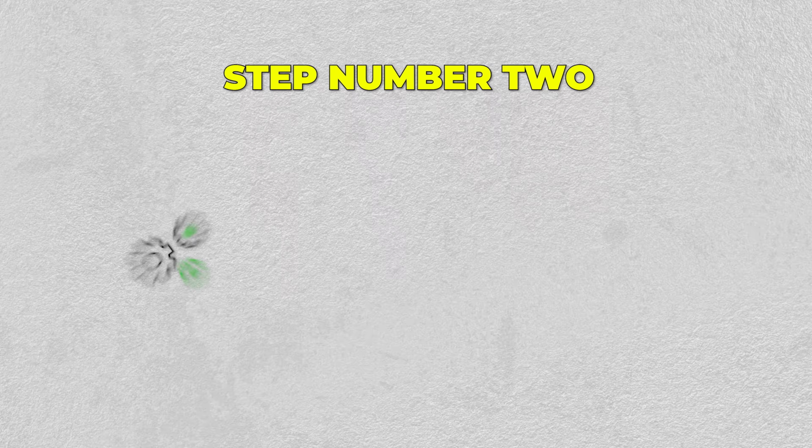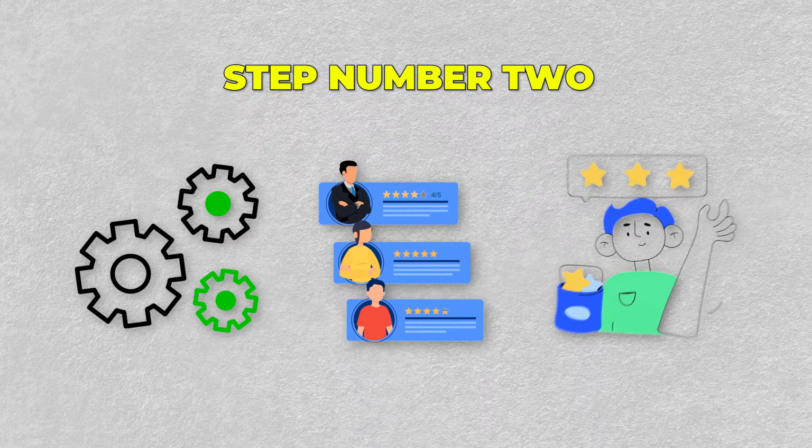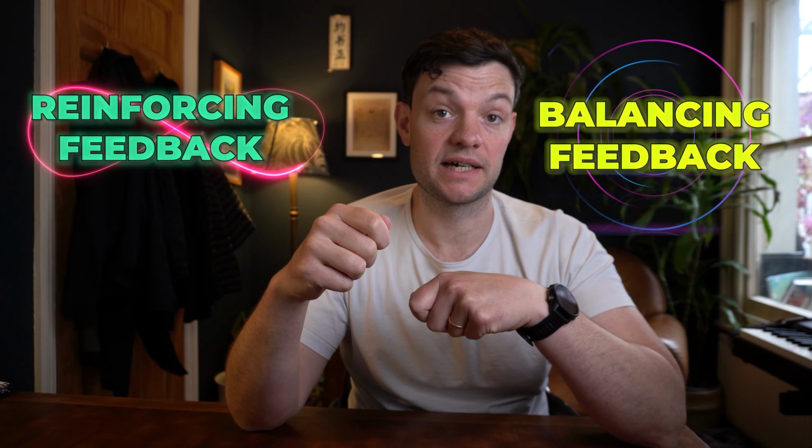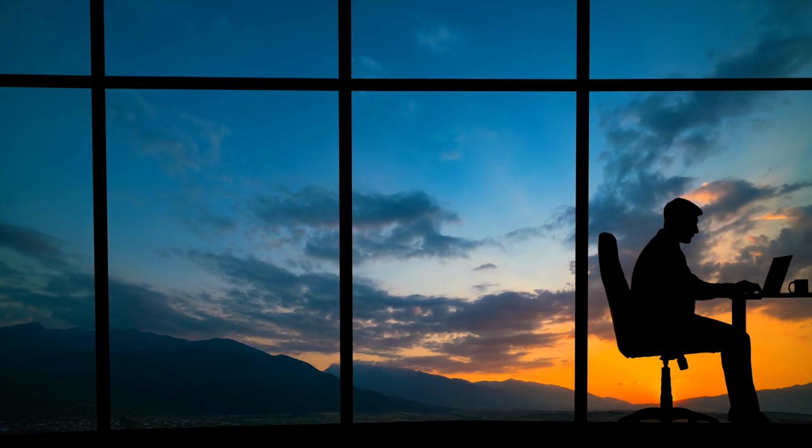Step number 2 is to take action within the system and observe the feedback you're getting. As I mentioned in a previous video, you either get reinforcing feedback or balancing feedback. If you're getting reinforcing feedback, that's brilliant. That means that you can just keep doing what you're doing. There's no need to slow down. A classic example of reinforcing feedback is compound interest.